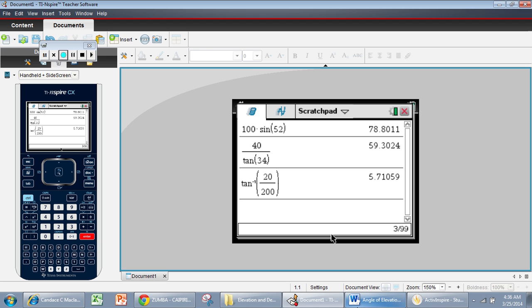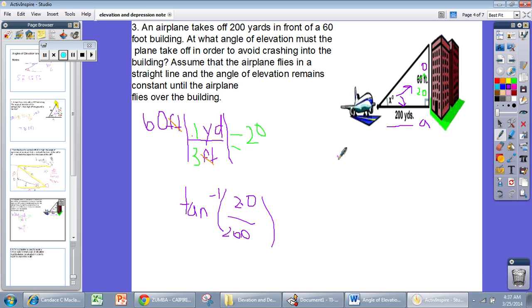So about 5.7 degrees. I know we usually round our angles to a whole number, but because this worksheet said 1 decimal place, to the nearest tenth, we'll do 5.7 degrees. Right?